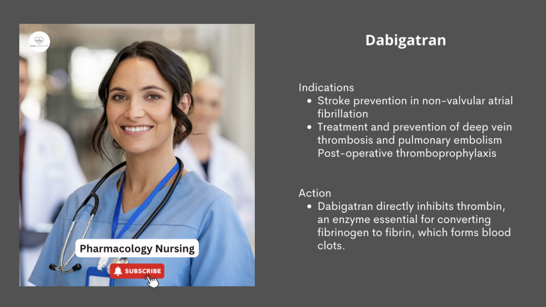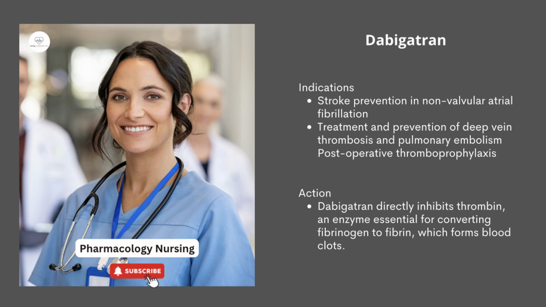Starting with indications. Dabigatran, marketed as Pradaxa, is an anticoagulant medication primarily used for the following indications such as stroke prevention in non-valvular atrial fibrillation, treatment and prevention of deep vein thrombosis and pulmonary embolism, and post-operative thromboprophylaxis. Stroke prevention in non-valvular atrial fibrillation. Dabigatran reduces the risk of stroke and systemic embolism in patients with atrial fibrillation not caused by heart valve issues.